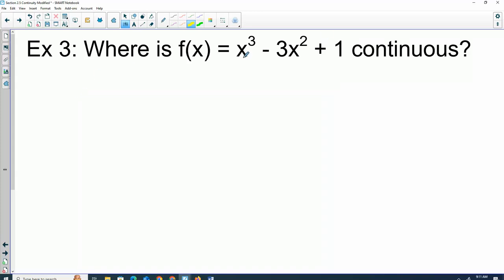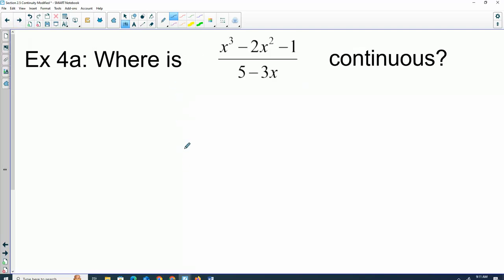Everywhere. This is a polynomial, right? We know polynomials are always nice smooth curves. There's no break in that curve at all. So it's continuous from negative infinity to positive infinity. So polynomials are always continuous.